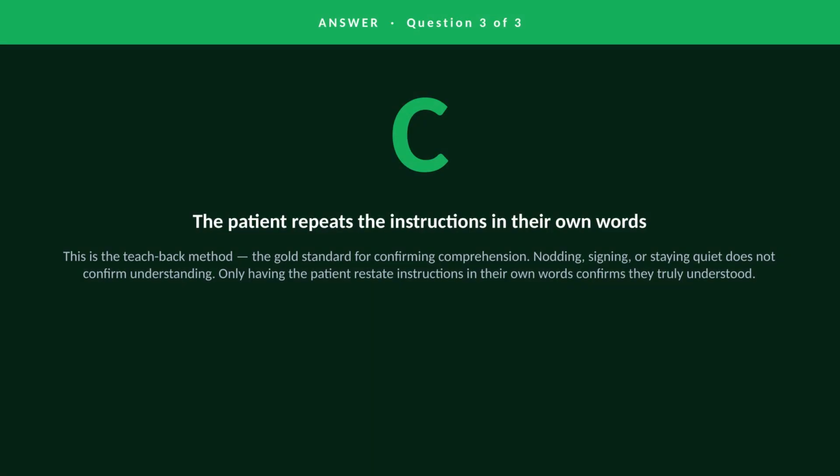The answer is C. The patient repeats the instructions in their own words. This is the teach back method, the gold standard for confirming comprehension. Nodding, signing, and staying quiet do not confirm understanding. Restatement in their own words does.